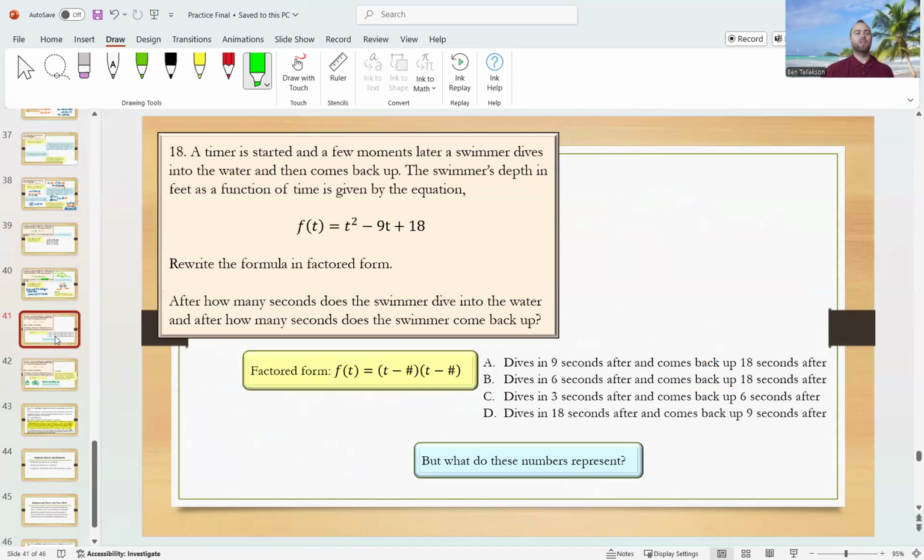And number 18, a timer is started, and a few moments later, a swimmer dives into the water and then comes back up. The swimmer's depth in feet as a function of time is given by the equation f of t. Rewrite the formula in factored form to find out after how many seconds does the swimmer dive into the water and after how many seconds does the swimmer come back up. So once again, a graph may be useful. Give it a try.